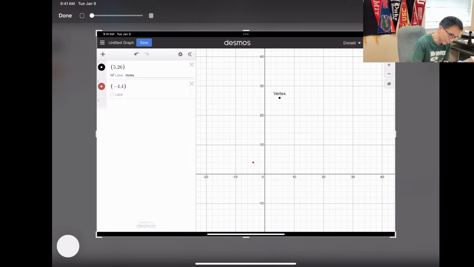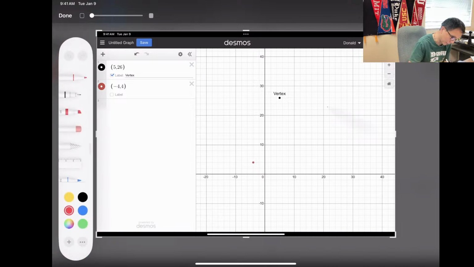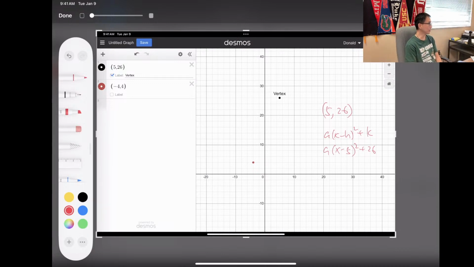5 and 26, right? 526. I have a vertex here. What does that mean? I can convert to which form? Vertex form. Thank you. What is the vertex form? a(x minus h) squared plus k, right? So can I say a times x minus 5 squared plus 26? I have a vertex. I can plug into the vertex form.